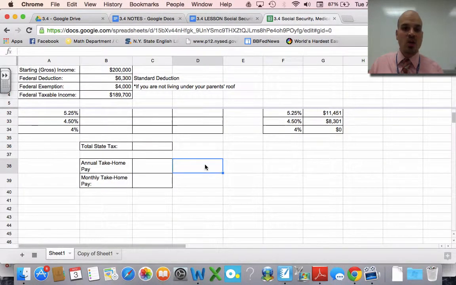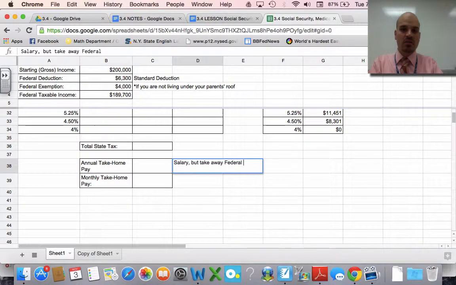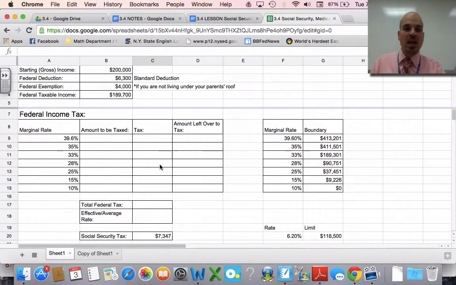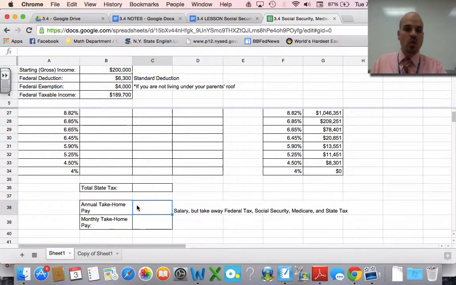So your annual take-home pay, I want you to think about what this would include. Obviously you have your salary, but you're going to be taking away federal tax, Social Security tax, Medicare tax, and state tax. So you're going to come up with a formula that this spreadsheet can use. You're going to have to identify the pieces of the spreadsheet that will give you the items that you need to take away from your salary.